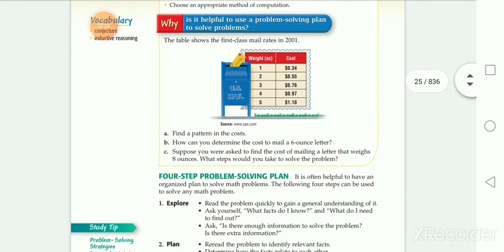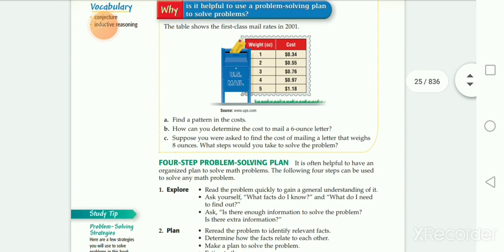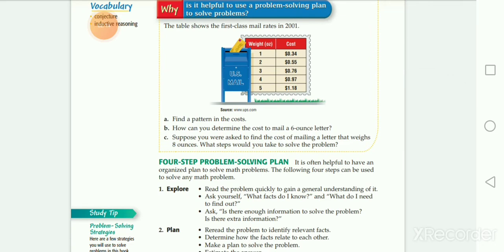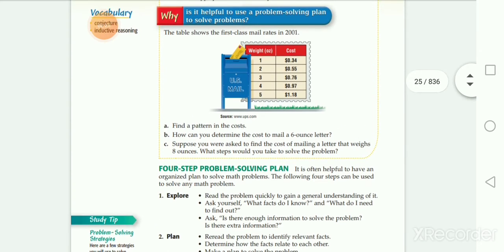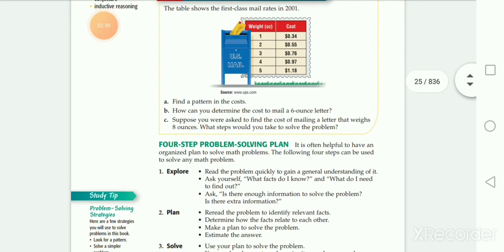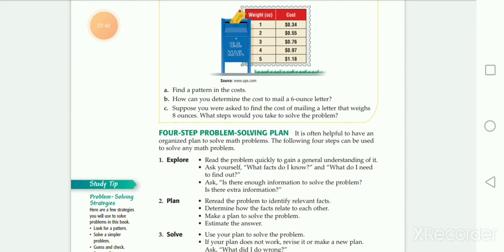Okay, the table here shows the first class mail rates in 2001. I have here the US mail. I have the first one. It costs $0.34, the second one $0.55, and so on. He asks me to find the pattern. Letter A here, find the pattern in the costs. Then he asks me how can we determine the cost to mail a 6-ounce letter. Suppose you were asked to find the cost of mailing a letter that weighs 8 ounces. What steps would you take to solve the problem?